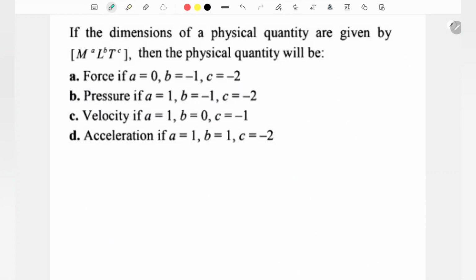If the dimensions of a physical quantity are given by M^A L^B T^C, then the physical quantity will be, first option, force. We know that force is equal to ma, which has the dimensional formula M^1 L^1 T^-2. In the dimensional formula for force, we do not come across M^0. So option A is the wrong one.